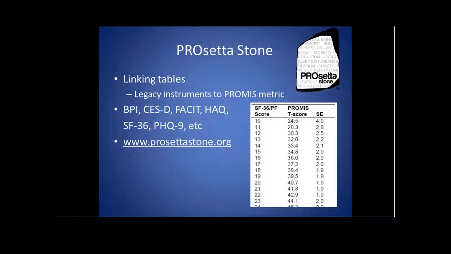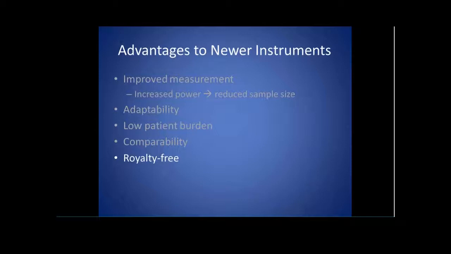Here's a sample table that will show, for example, the SF36 PS10 score of 17 converts to a PROMIS T-score of 37.2 with a standard error of 2. So this allows you, if you're interested in transitioning to a newer instrument, to be able to link back to existing data sets that you may have. And finally, an advantage to these tools is that they are royalty-free. So they are available for use in clinical research and practice without cost.